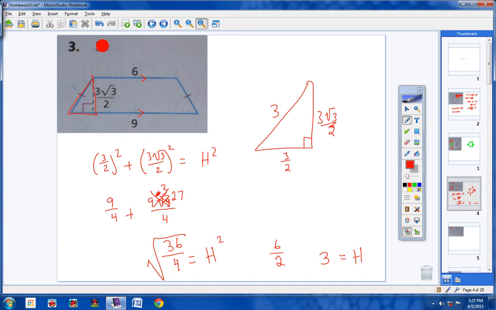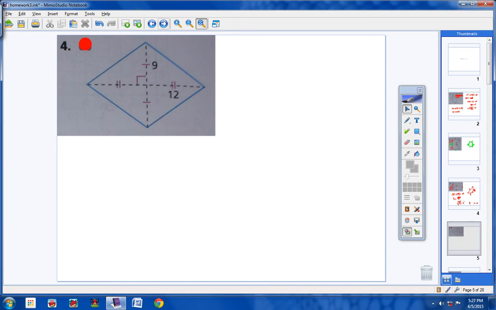So this length here is 3. So this length here is 3. So 6 plus 3 is 9. Plus 9 is 18. Plus 3 is 21. So the entire perimeter is 21. Alright, moving on to number 4.